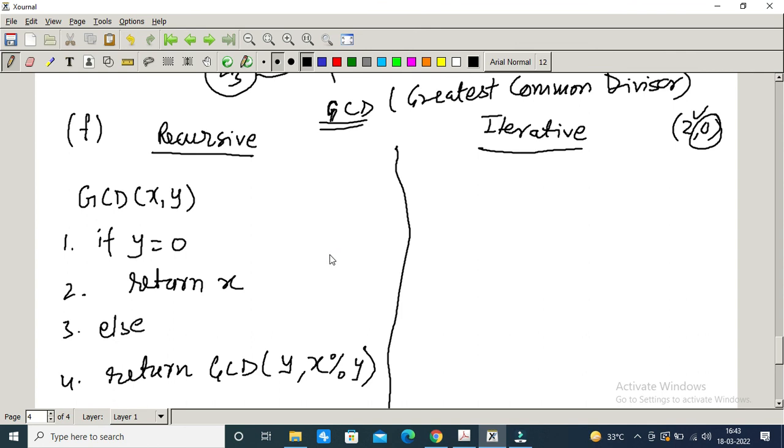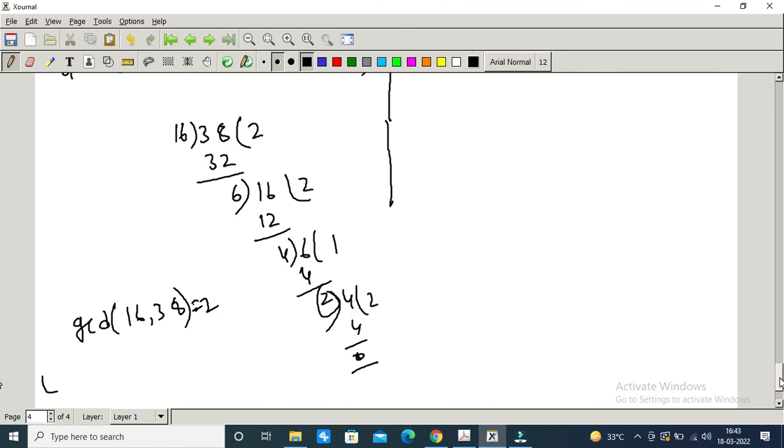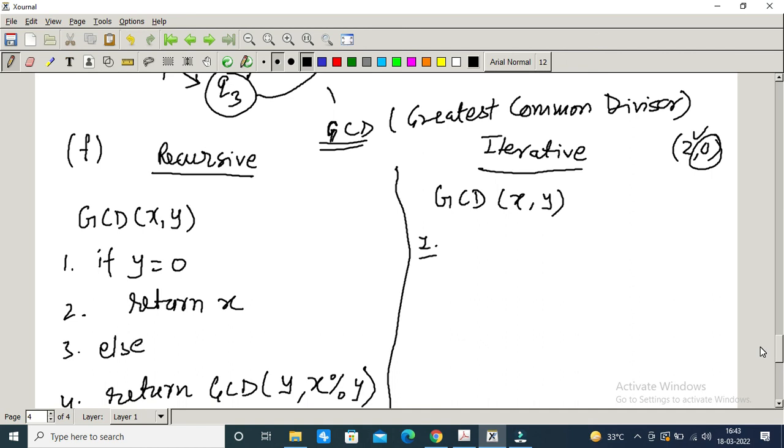For the iterative, first of all we have to name this algorithm GCD and accept the two numbers x and y. So first, because we were dividing this again and again until the y becomes 0. जब तक आपका y 0 नहीं हुआ, जब तक आप कैलकुलेशन करते रहे, ठीक है. तो वैसे ही यहाँ हम करेंगे.